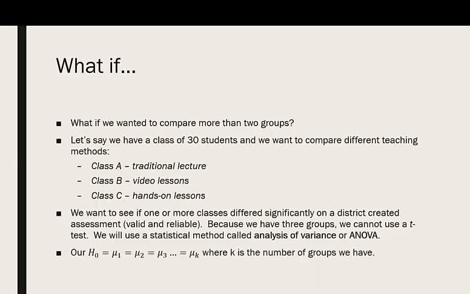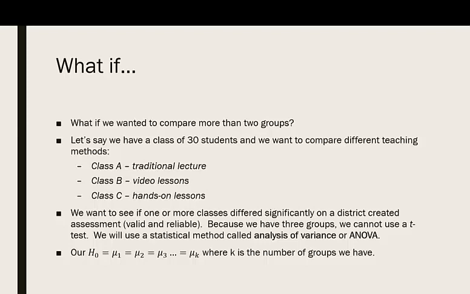And in the ANOVA, this is what our null hypothesis is going to be. Our null hypothesis is that the mean of 1 equals the mean of 2 equals the mean of 3, and so on, until ultimately equals the mean of k. Now, when we say mean of k, we're talking about our kth group. K is the number of groups we have.